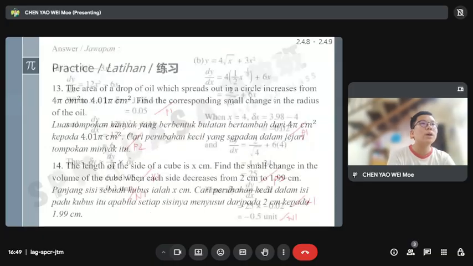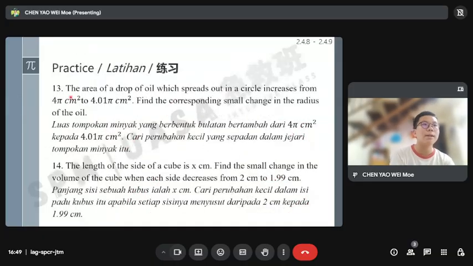The area of a drop of oil which is spread out in a circle increased from 4 pi cm squared to 4.05 pi cm squared. That is area, so we can call it A. So A equals 4 pi. It increased, so delta A equals 4.05 pi minus 4 pi, you get 0.05 pi. Find the corresponding small change in the radius of the oil. So what do you want to find? I want to find dr, the small change of the radius, delta r.